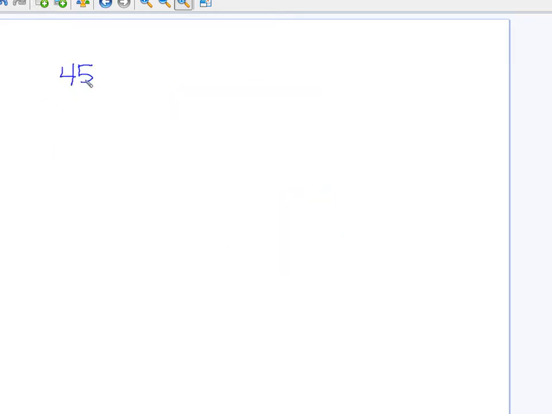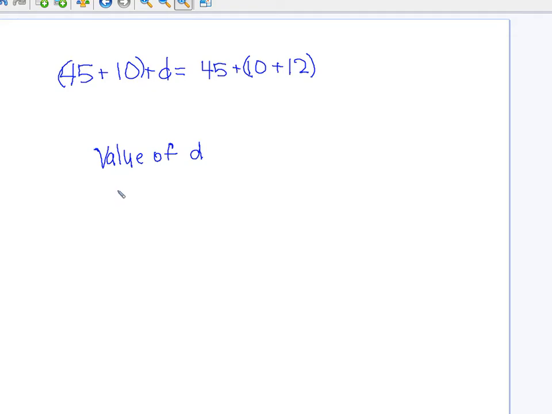45 plus 10 plus d, and parentheses around this one, equals 45 plus 10 plus 12. And instead, parentheses are around here. You have to figure out the value of d, and then you have to tell me what property they used.